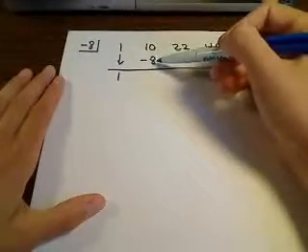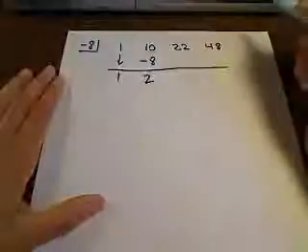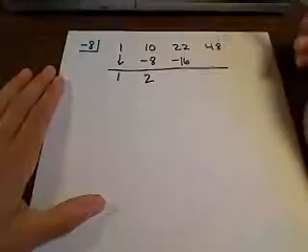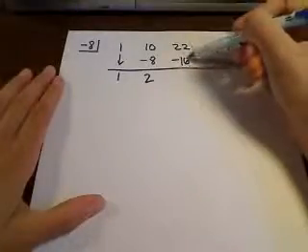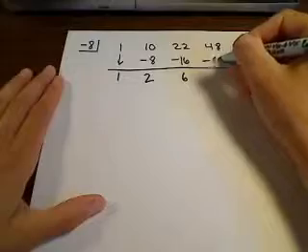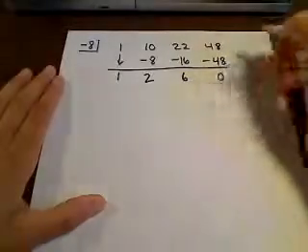10 plus negative 8 here is going to give me a 2. And then 2 times negative 8 is negative 16, and we just keep doing this. 22 minus 16 is 6. And 6 times negative 8 is negative 48. When I add these two, I get a 0.